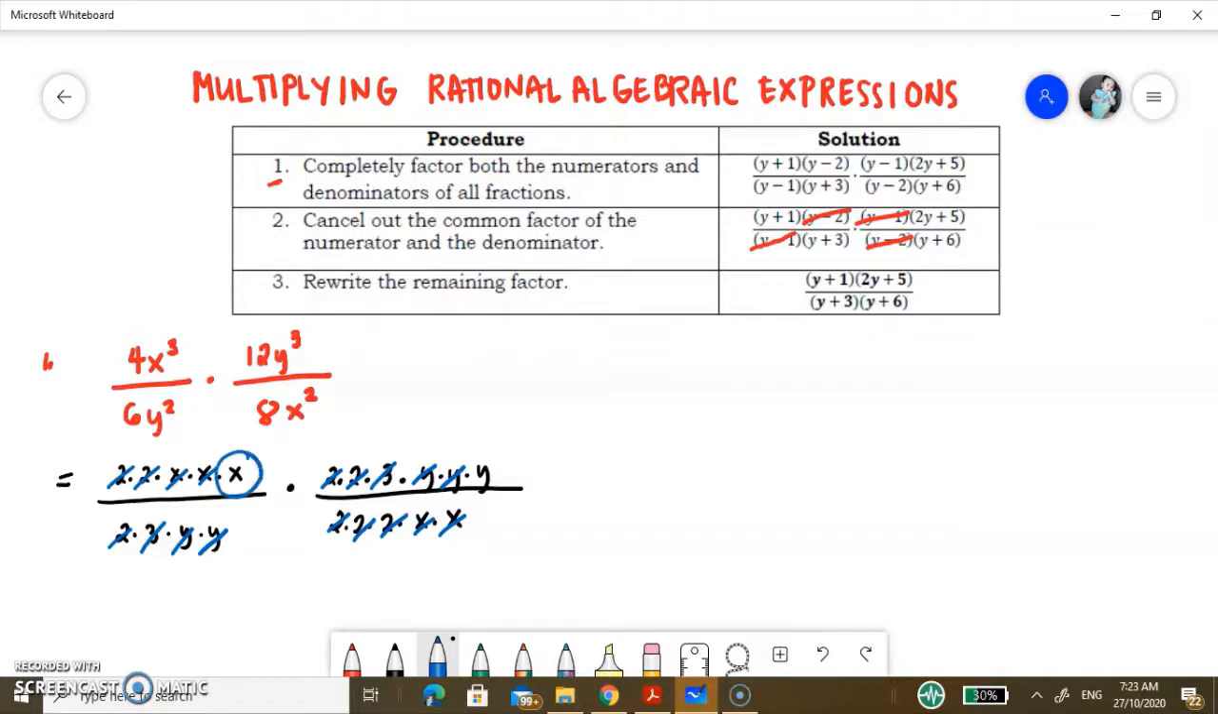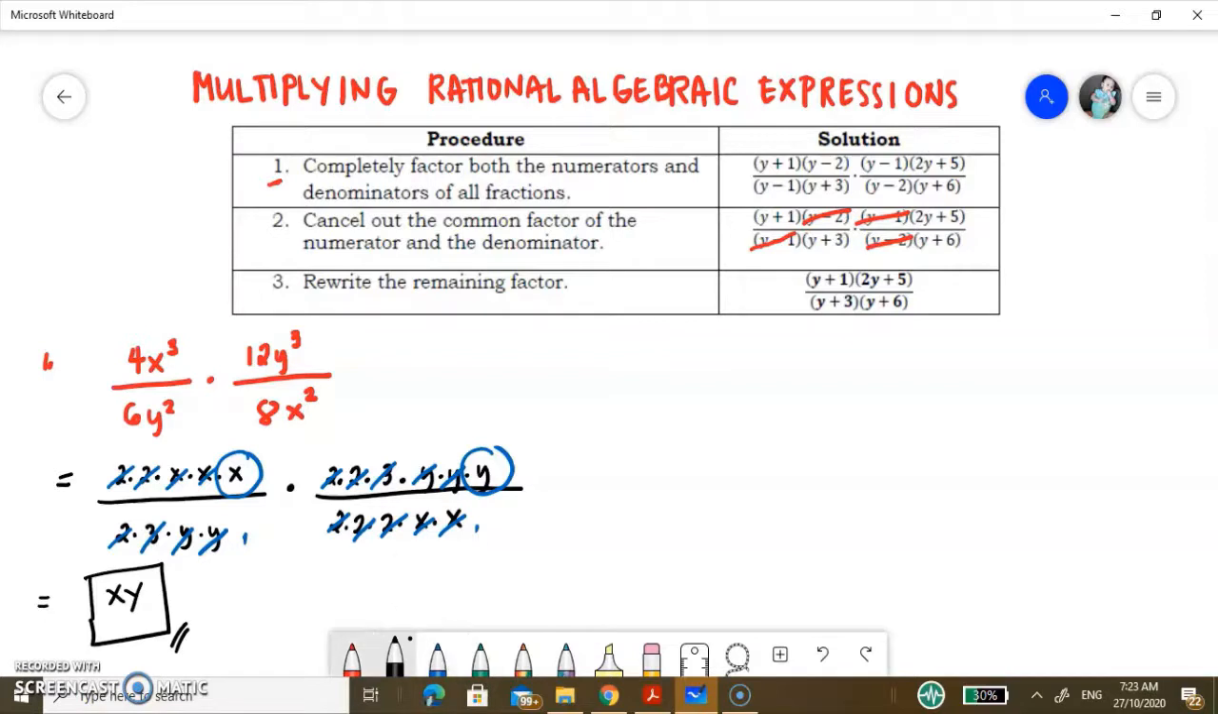So what would be left here? In the denominator, you only have 1 left. So you have x times y, that's xy, over 1. Or you can just have this as your answer.